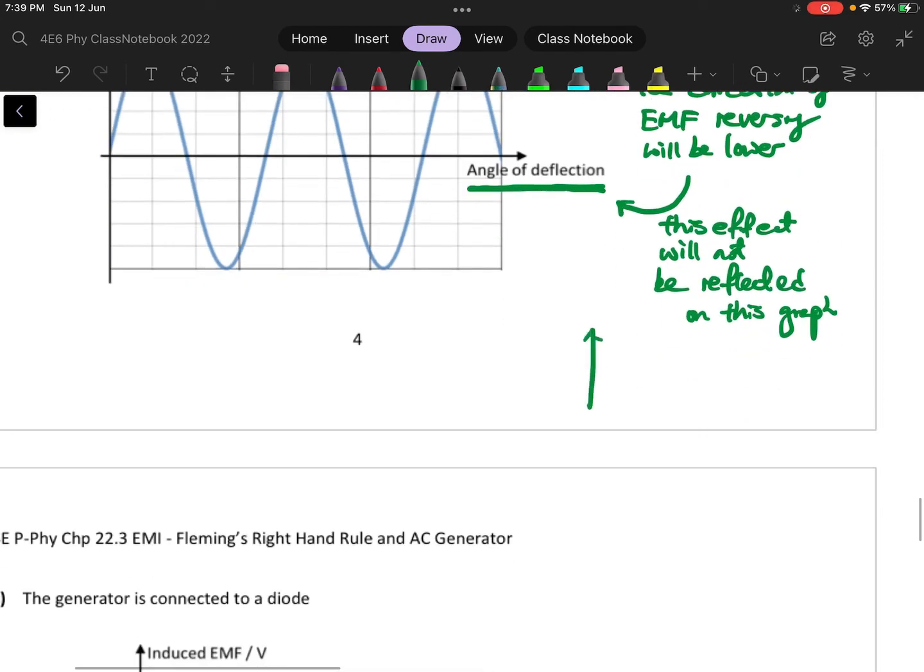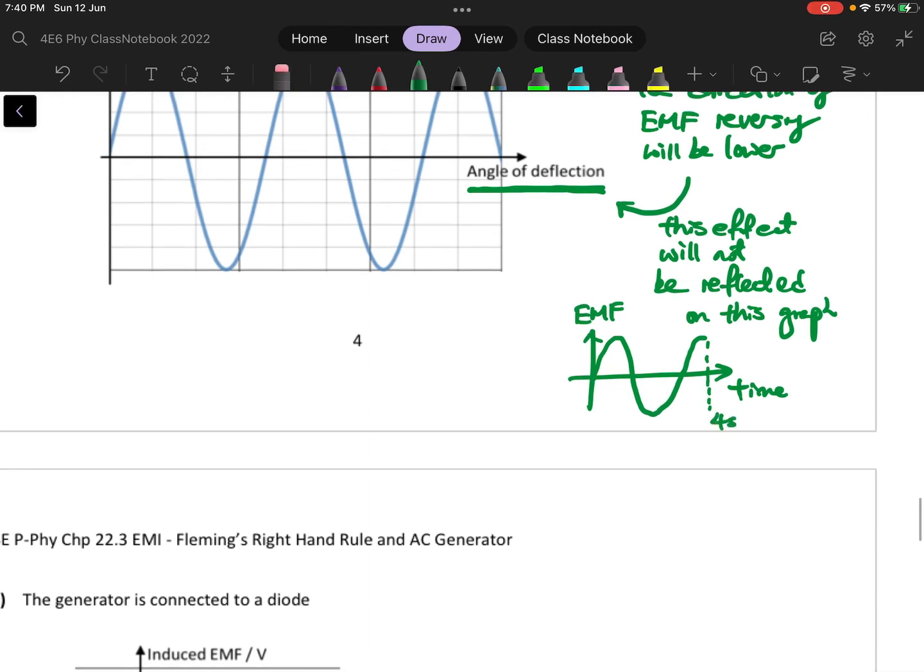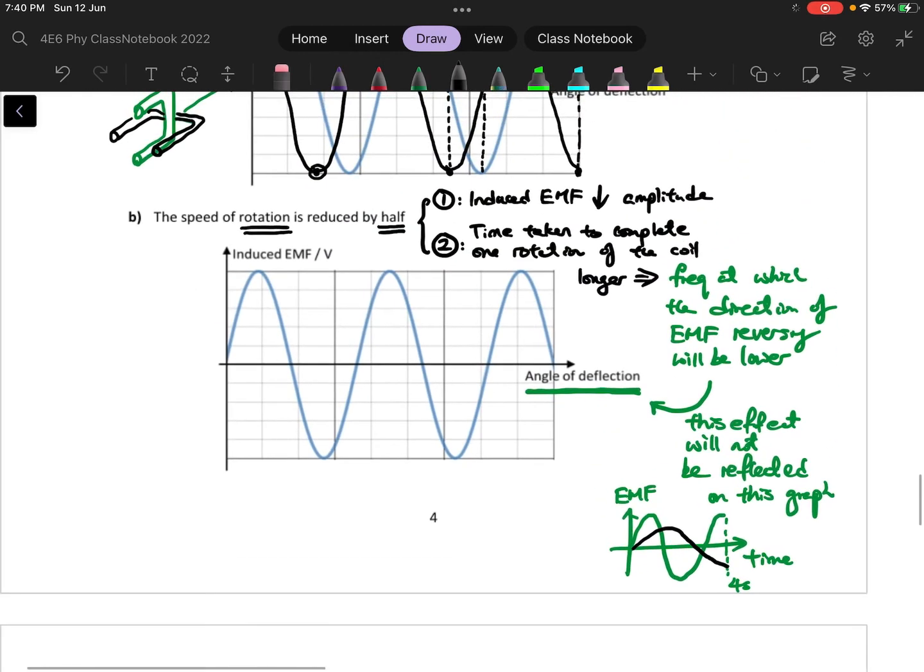Right, but if you have a graph that is against time, so at the very beginning, if this is the EMF you get, for example you get this 1 1/4 rotation in, let's say, 4 seconds. If now you are rotating it slower, then obviously you will take a longer time to complete one rotation, so the frequency of the wave will be different, right? So here on this graph, you will only see the effect of this one.